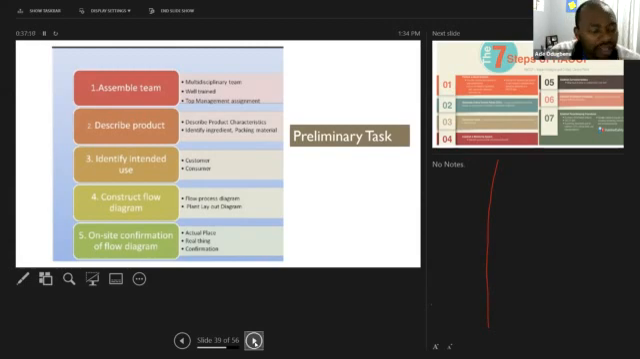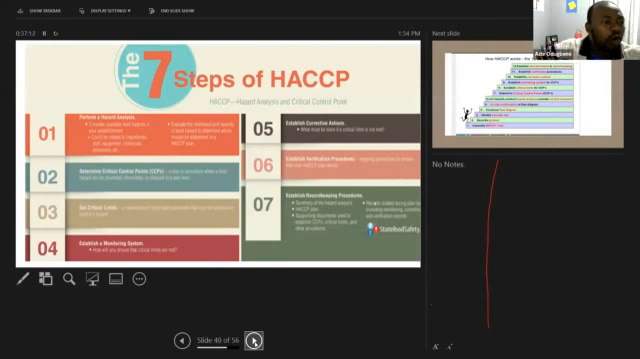After you do that, you now get into what we call the 7 steps of HACCP. When you come to the real HACCP class, we always talk about it. Globally, through the Codex direction, the 7 steps of HACCP are the same.